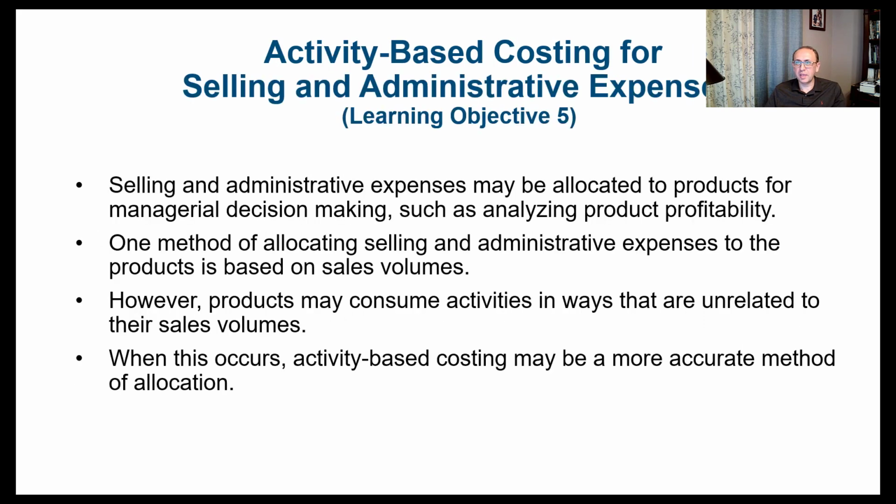Now let's see how we can use activity-based costing for selling and administrative expenses. Many businesses are doing that nowadays. Selling and administrative expenses may be allocated to products for managerial decision making, such as analyzing product profitability. One method of allocating these expenses to the product is based on sales volume. However, products may consume activities in ways that are unrelated to their sales volume. When this occurs, activity-based costing may be a more accurate method of allocation.